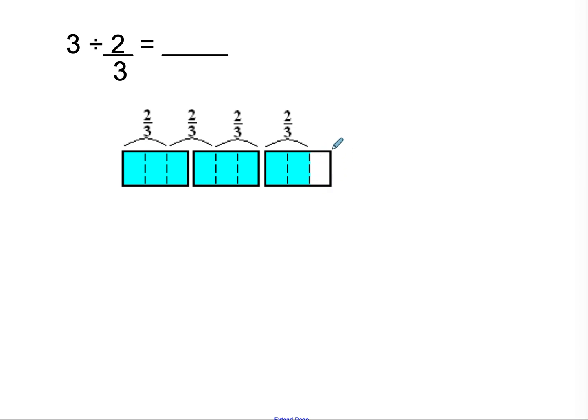That's half of a group, because one group has 2 little parts to it. It's a third of the whole rectangle, but it's a half of the 2/3 group. So what is my answer on this one? Well, I can fit that 2/3 into 3 four times with a half of a group left over.